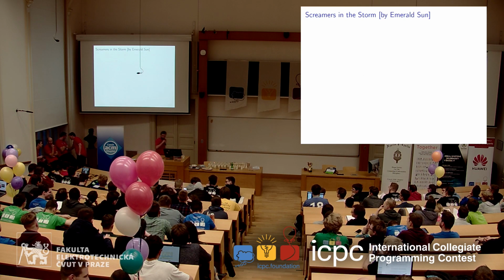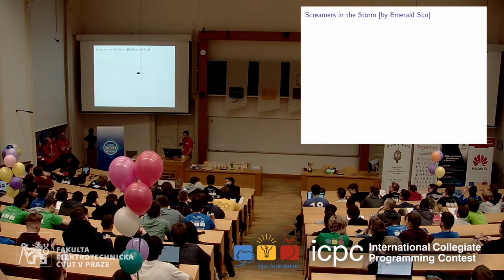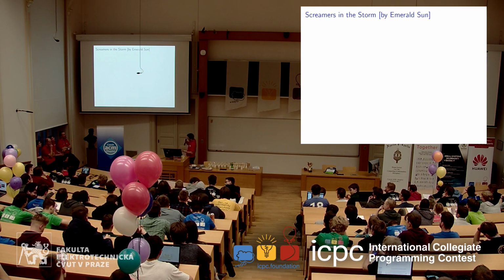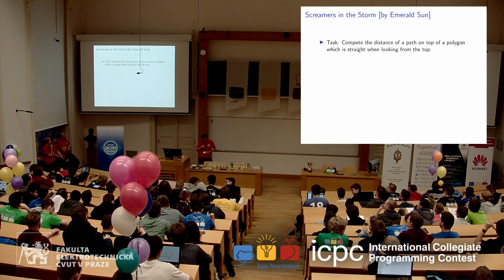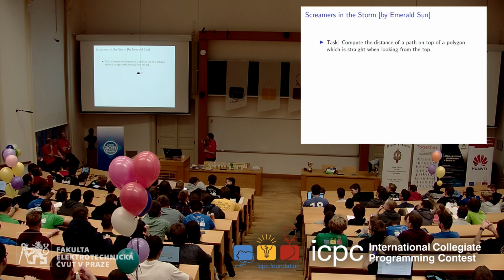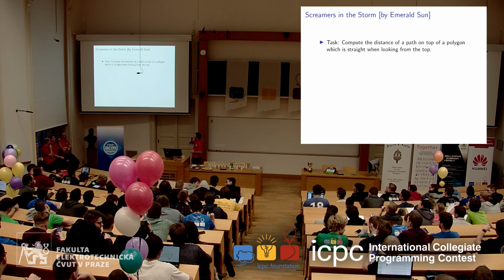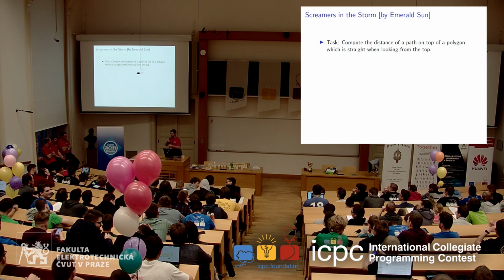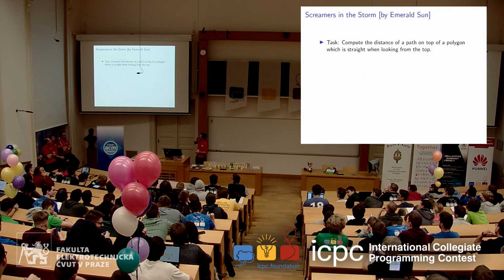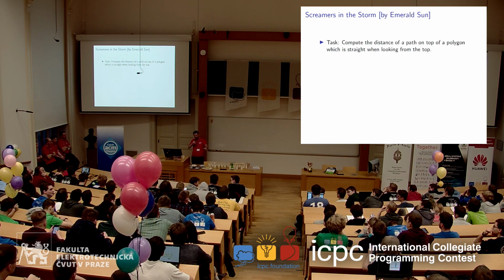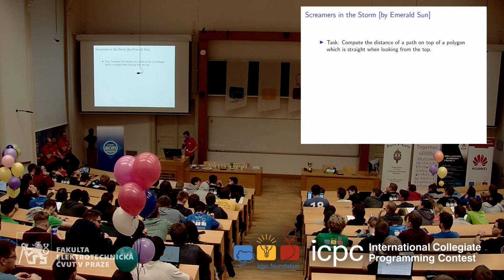And the last task was named after the feeling you get when you are trying to solve it. The task was to compute a path length. You are given a polygon which describes a building, a roof of a building. The roof has slopes according to the nearest edge.